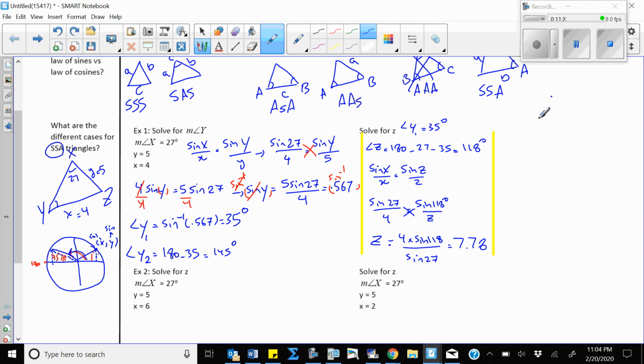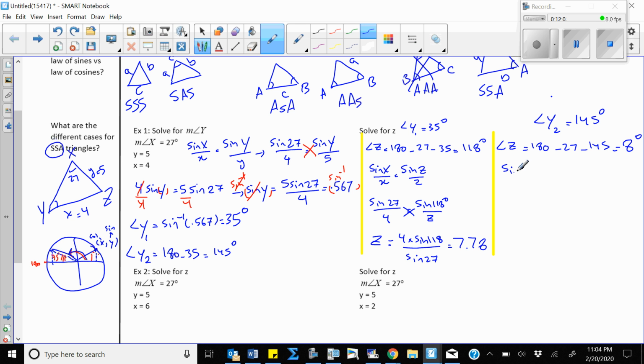Then I'm going to consider the second case, that y2 was equal to 145. Because we had two answers for y, I have two answers for z, and I have to do both of them. Okay, so here angle Z will be equal to 180 minus 27 minus 145. Notice that this 27 that I also used here is my X angle, which is constant, it's not changing. Okay, so if I subtract this, I'm going to have 8 degrees for angle Z.